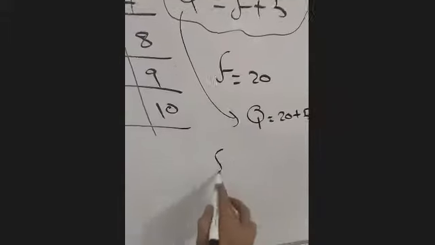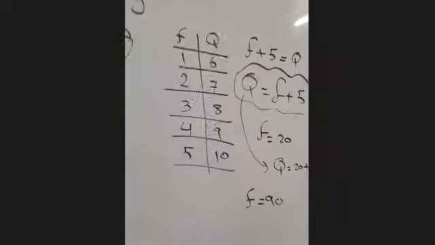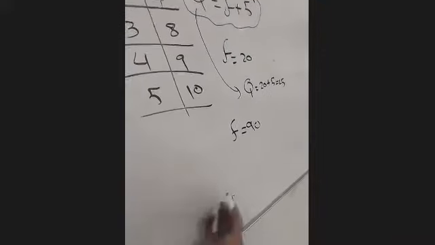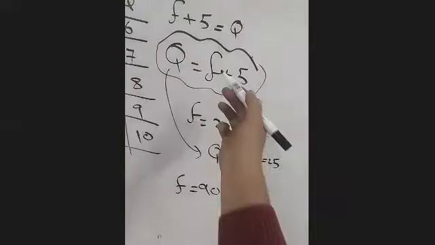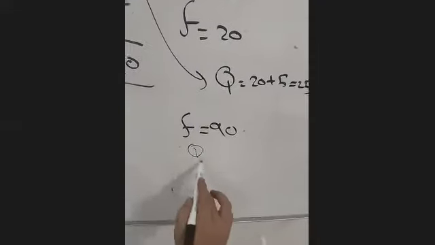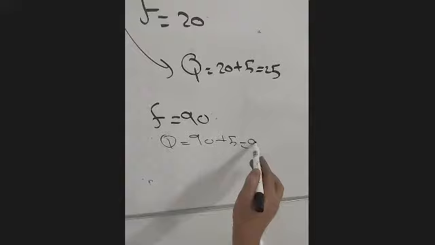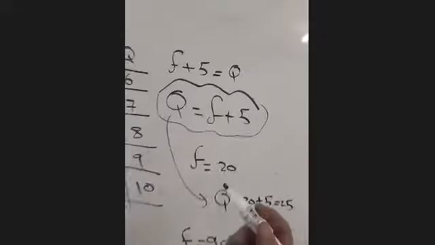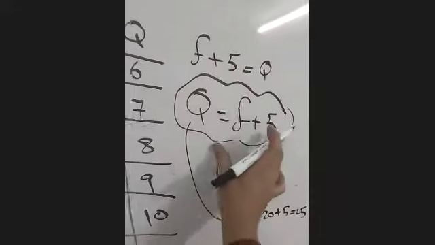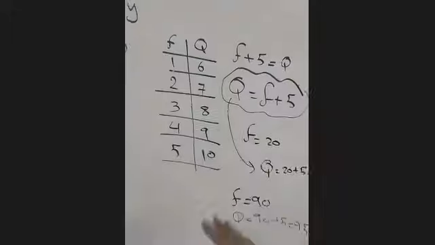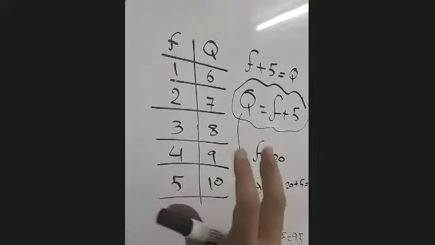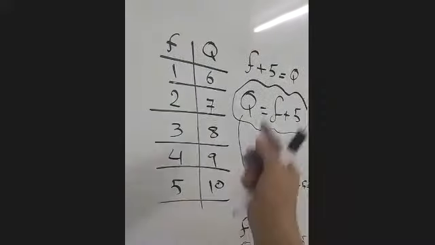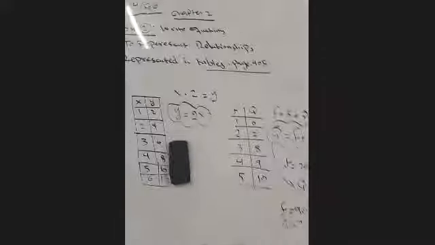For example, if F is 90, I won't keep going down the table until I get 90 to know Q. No, just use the formula you found. Replace F by 90, and Q will be 90 plus 5, which is 95. So the benefit of the formula is that you can use it to find any unknown number missing or wanted in a relationship represented in this table. This is the idea of this lesson. Let's go to our book.